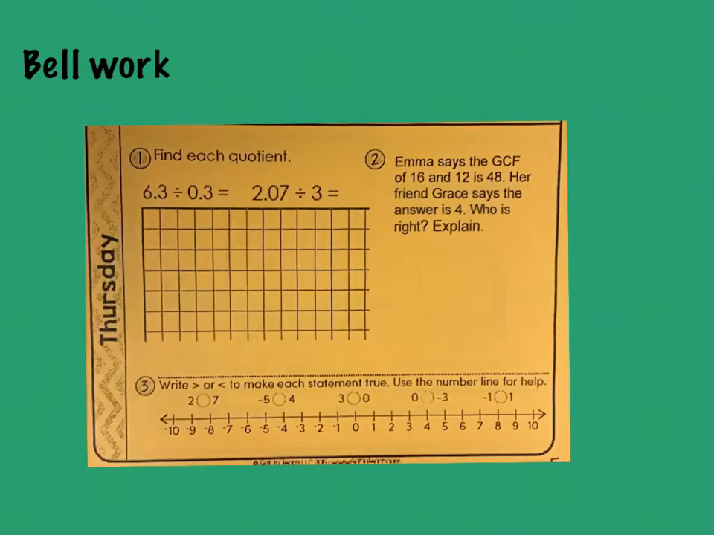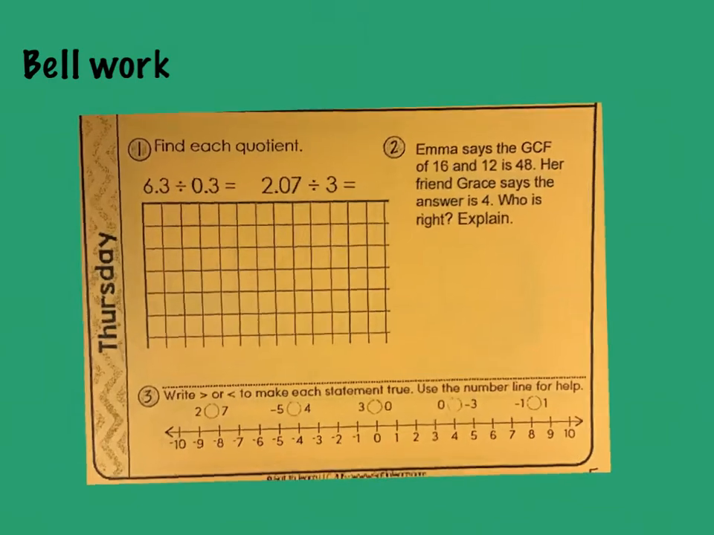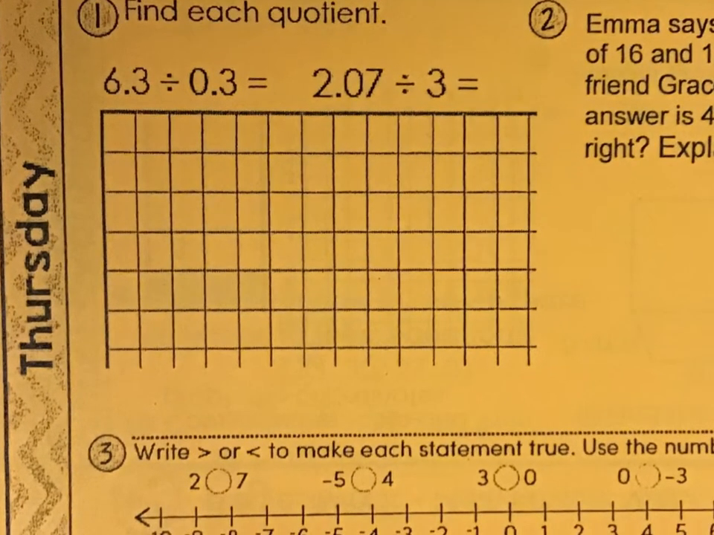So here we go. First things first, as always, we need to get through your bell work. So let's take a look at these. This one, we are going to be dividing decimals. So we're saying 6 and 3/10 divided by 3/10. So again, the way that we do this, we move the decimal one place here.